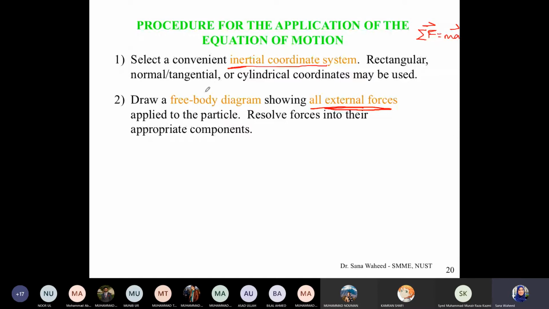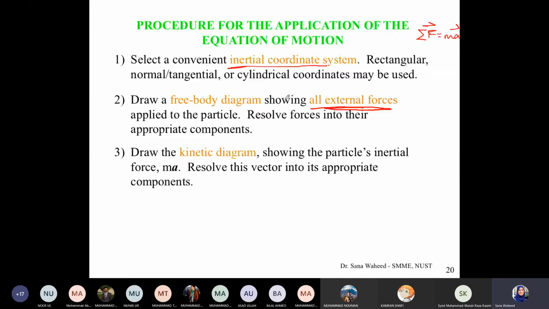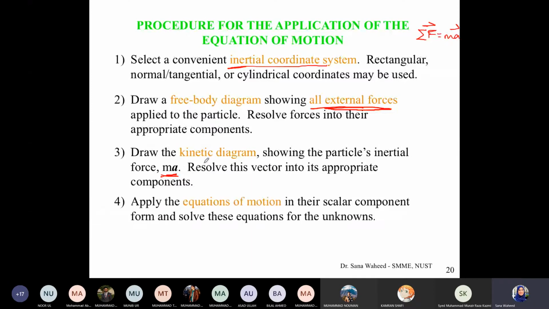Then from the free body diagram, we can resolve the individual forces to find what the resultant force will be. And then from the resultant force, we can draw the kinetic diagram, such that only the MA is represented, so that it becomes clearly visible. Finally, I can apply my equation of motion, this one, to find, let's say if the resultant force is known, what the acceleration will be, or if the acceleration is known, then what force is required.